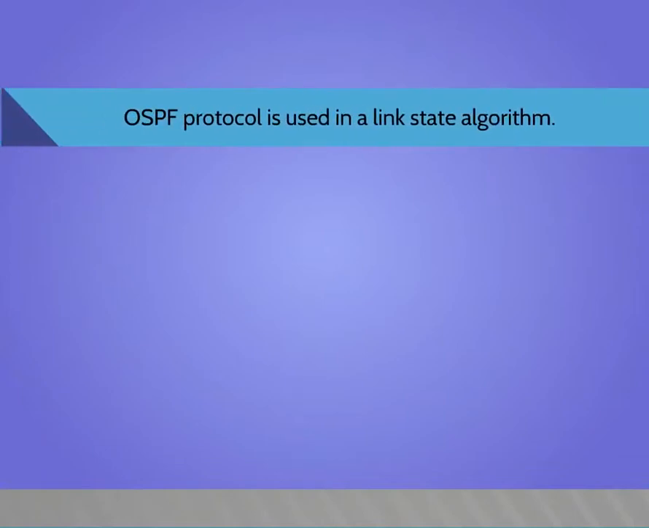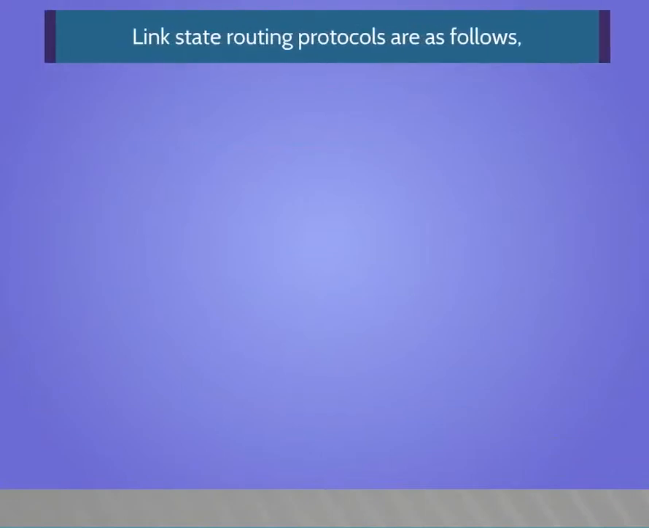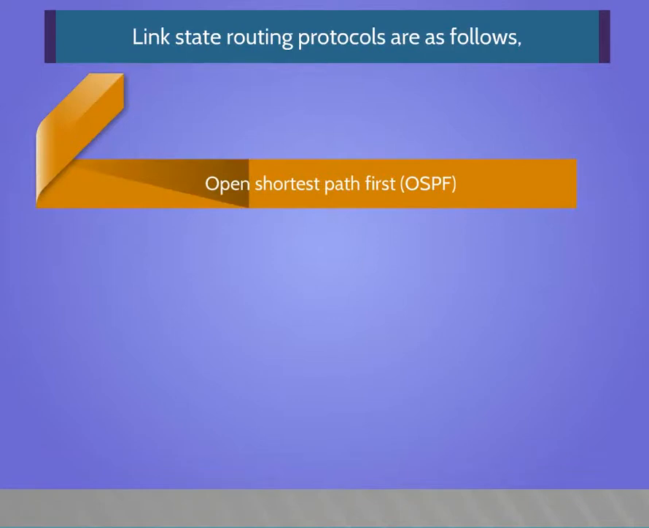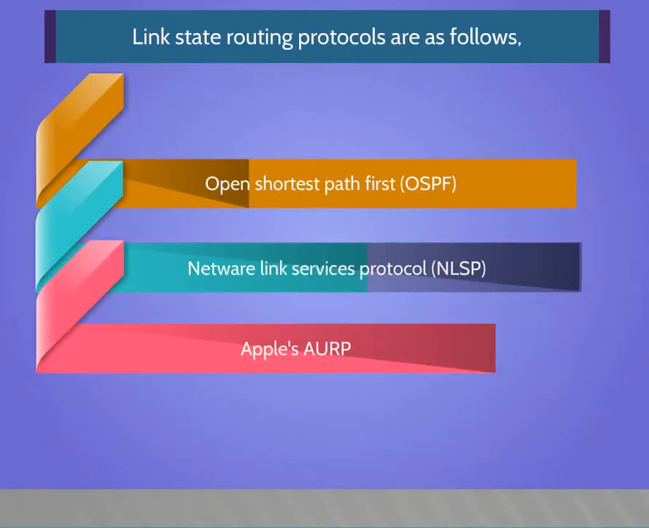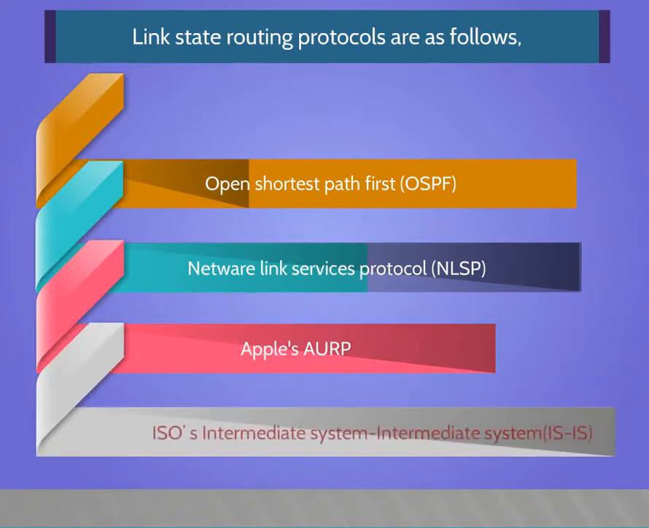OSPF protocol is used in a link state algorithm. Link state routing protocols are as follows. Open Shortest Path First, that is OSPF. Network Link Services Protocol, that is NLSP. Apple's AURP. ISO's Intermediate System to Intermediate System, that is IS-IS.